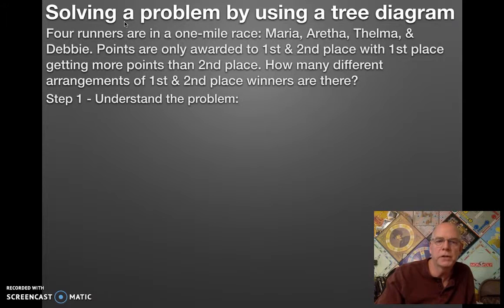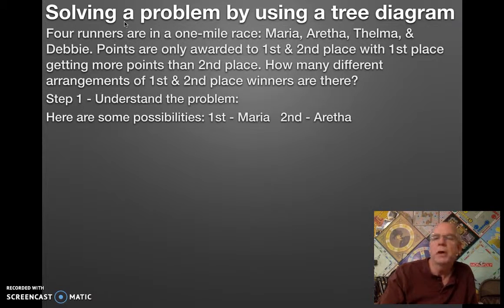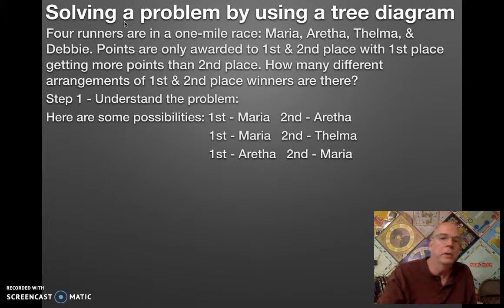So let's make sure we understand the question. Here are some possibilities. Maybe Maria got first and Aretha got second. Or maybe Maria got first and Thelma got second. Or maybe Aretha got first and Maria got second. And so we need to figure out all the different ways that all these things could happen with those 4 people in first and second place.